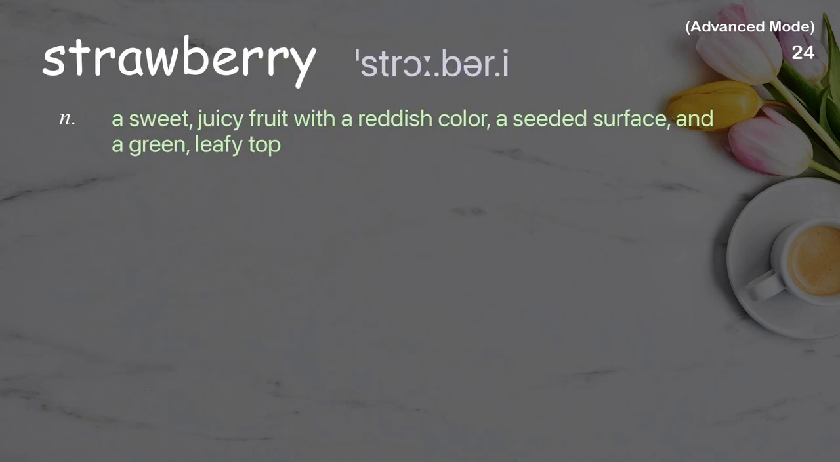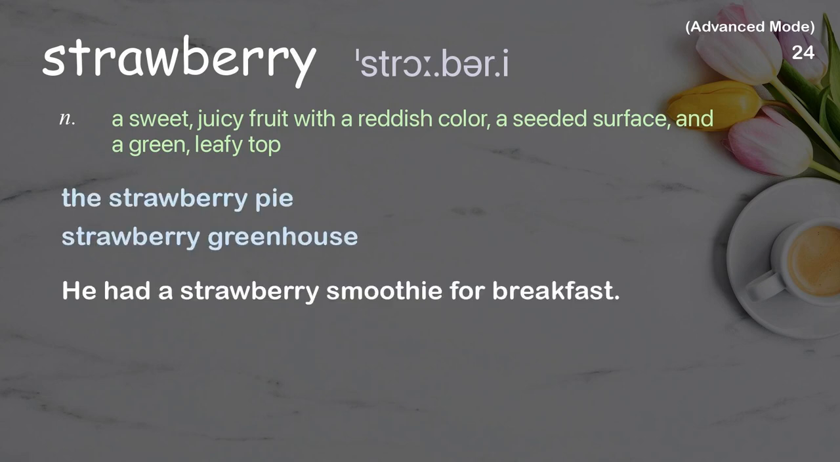Strawberry. A sweet, juicy fruit with a reddish color, a seeded surface, and a green, leafy top. Examples. The strawberry pie. Strawberry greenhouse. He had a strawberry smoothie for breakfast.